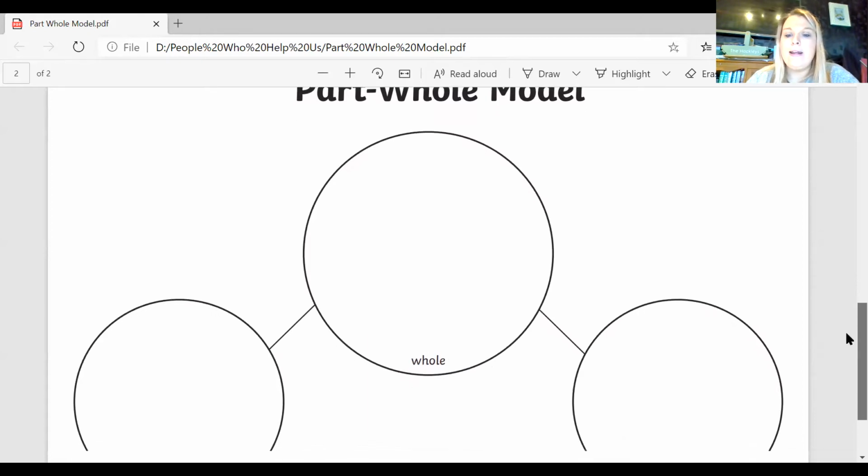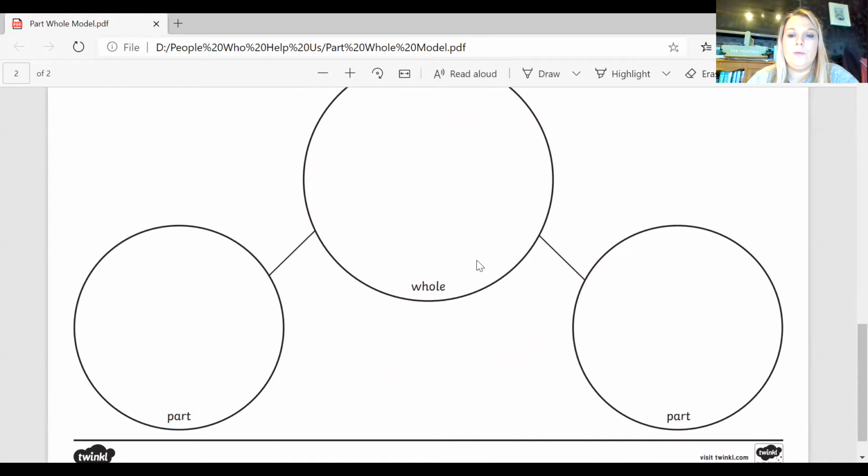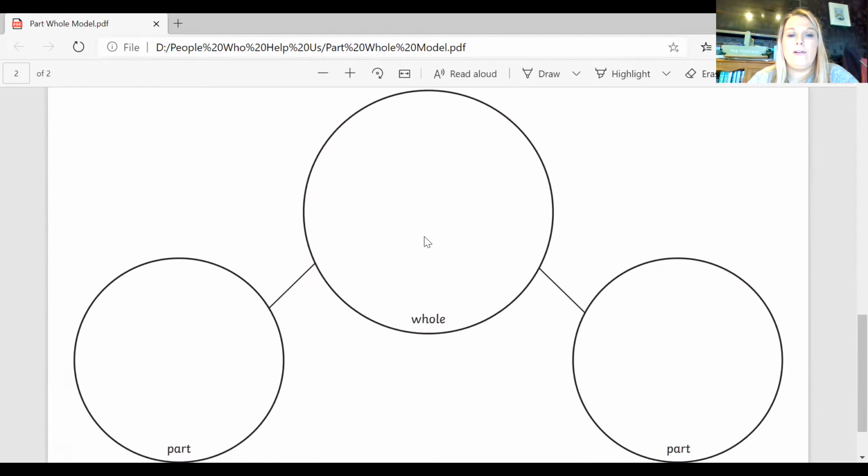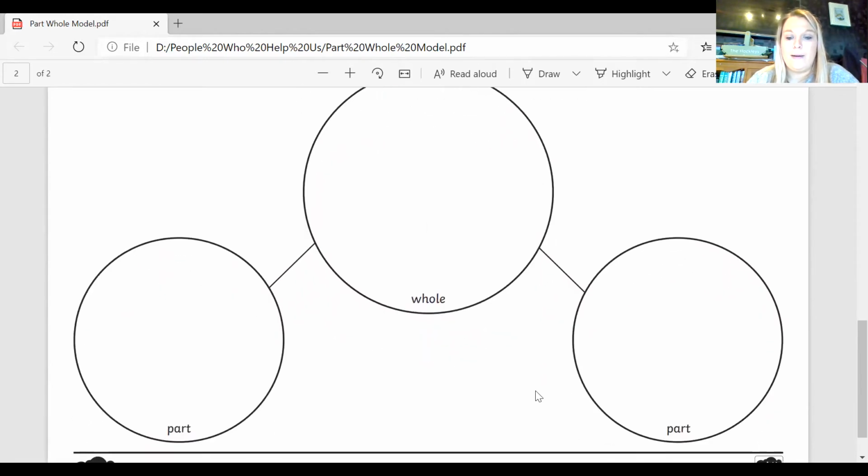And then in these 2 circles that are attached to it, we're going to put the parts. So we're going to think of 2 numbers that work together to make 5. Think of it a bit like a machine. These 2 bits here work together and they make 5. So we could have here maybe a 2 and a 3, and they work together and they make the whole that is 5. So this is called a part-whole model. And remember this, because this is what we're going to be doing today. Okay, I'm going to show you the PowerPoint again.